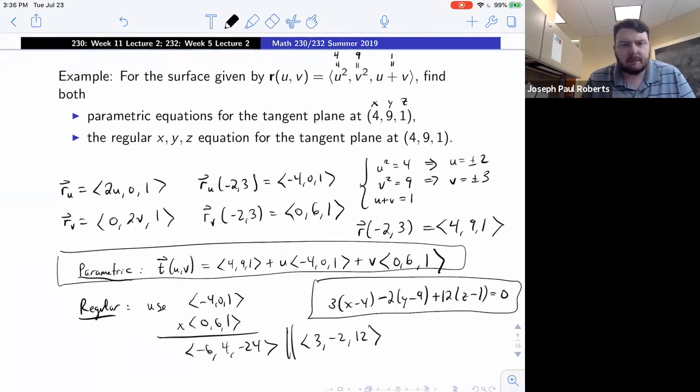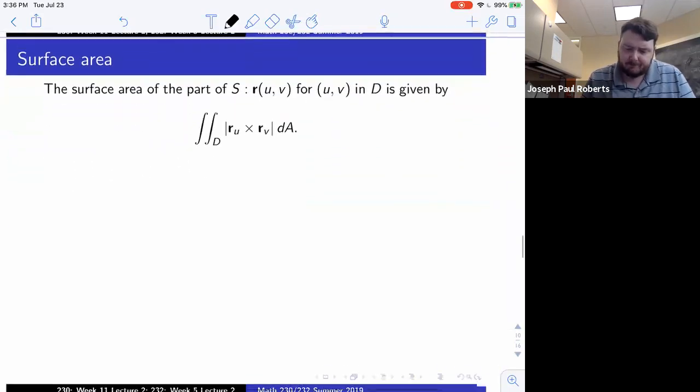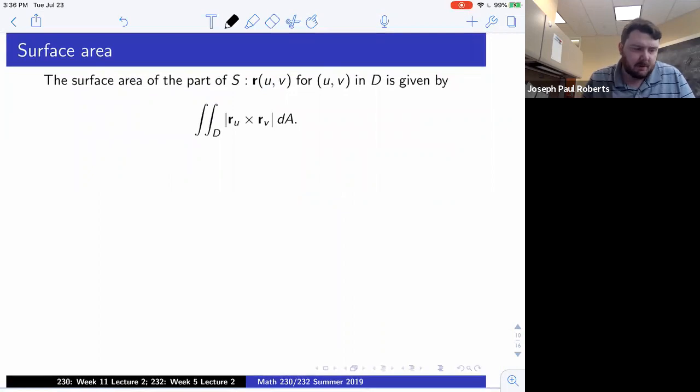All right, so that's that. Next thing we want to talk about is surface area for a parametric surface. And so the formula you're going to want to keep in mind is the length of the cross product of r_u and r_v. Okay, so why is this the formula?